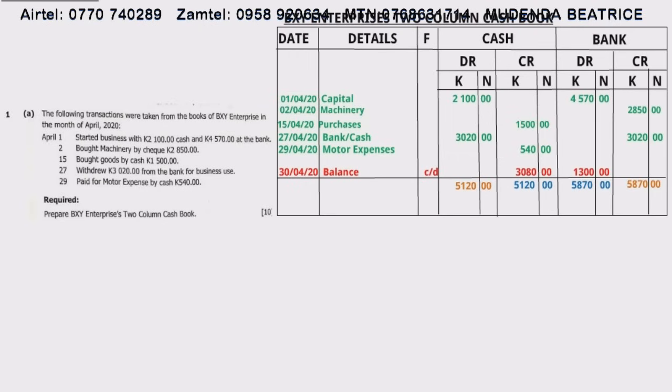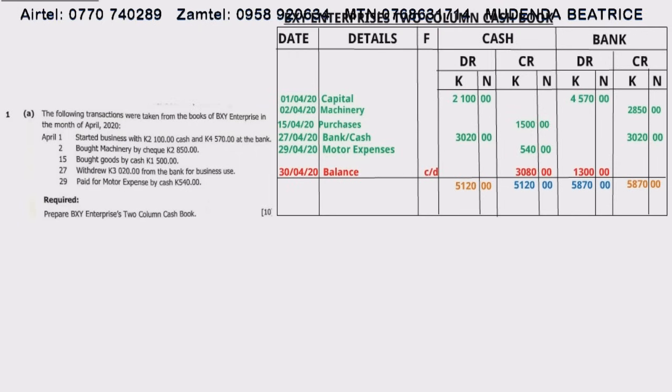Meaning you just focus on cash, you compare the debit and the credit. Bank, you compare debit and credit. Never should you compare debit of the cash and the credit of the bank, or debit of the cash and the debit of the bank. No, not that way. You just compare debit of cash to credit of cash, debit of bank to credit of bank. If they are giving you the same number, then the answer is correct.